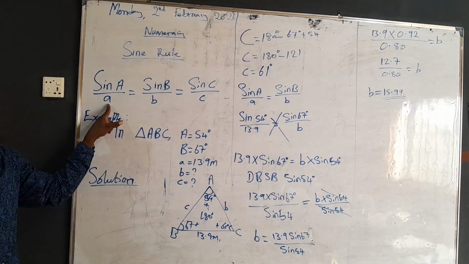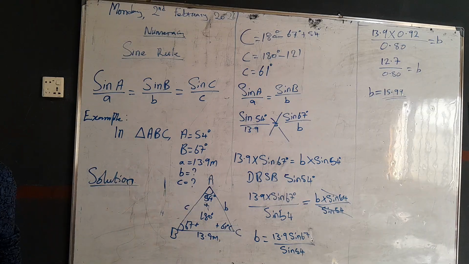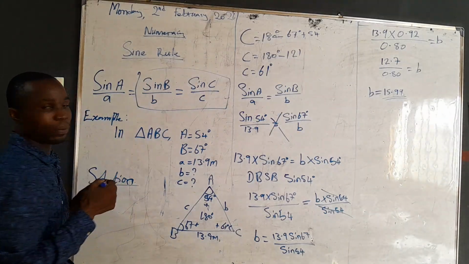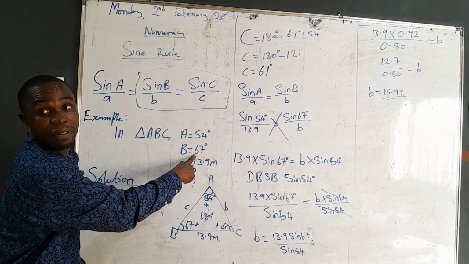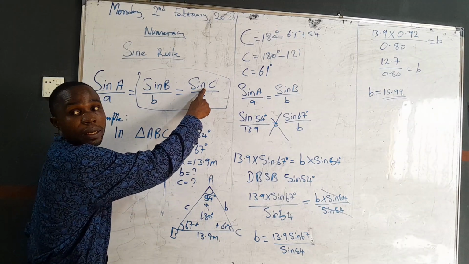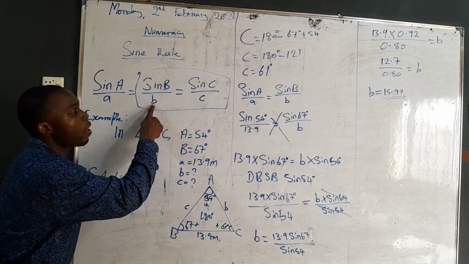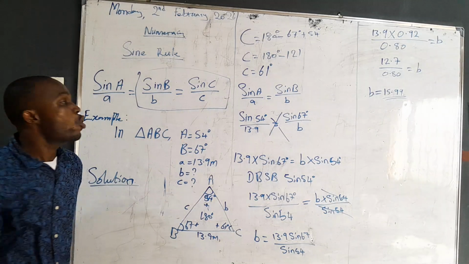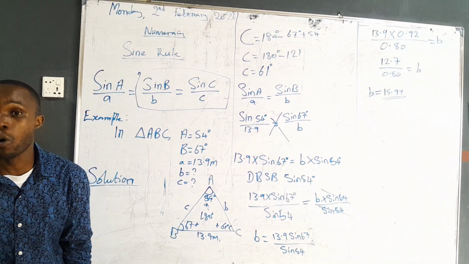The reason why we use A is because we know A, and you cannot solve for 2 unknowns at a time. Are we together? Imagine someone is trying to use this. You have B to be 67, and we have solved C to be 61. Were you given side B? No. Were you given side C? No. So you cannot do anything because there are 2 unknowns.